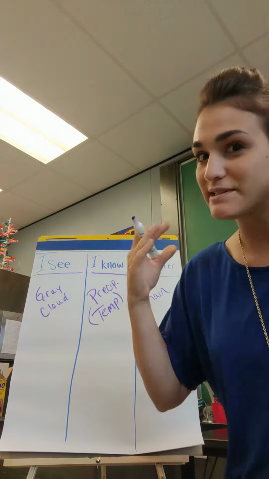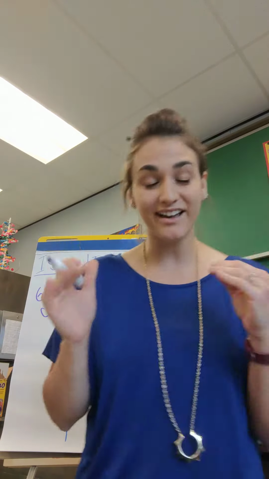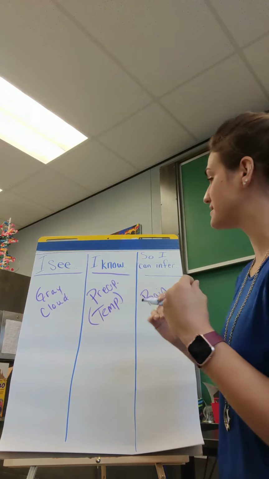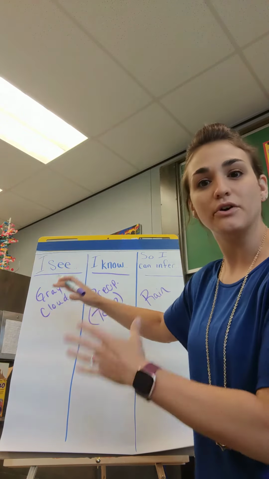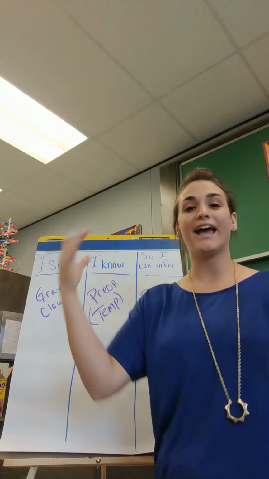Now you may not have used this chart in your head. You may look out the window at the sky and see a gray cloud and say, oh, it's going to rain. But that's the step that your brain uses to tell you that. You see a gray cloud, you know gray clouds bring precipitation, and so now you know it's going to rain. It happens just like that.